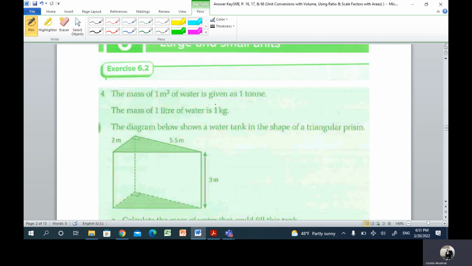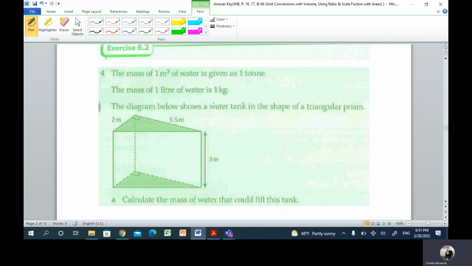The mass of 1 meter cubic of water is given as 1 ton. So this is a fact that is given in the question. So 1 meter cubic is equal to 1 ton. Okay, the mass of 1 liter of water, and we can write this fact as well. 1 liter is equal to 1 kilogram.